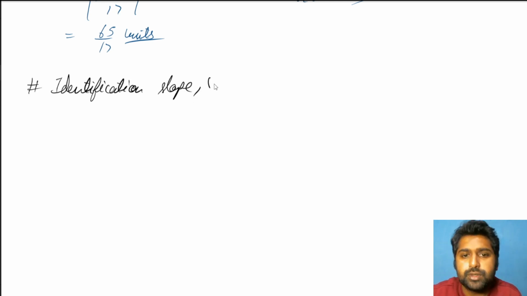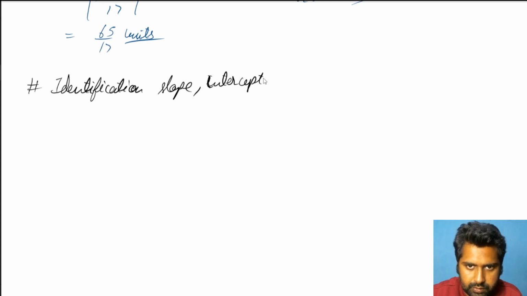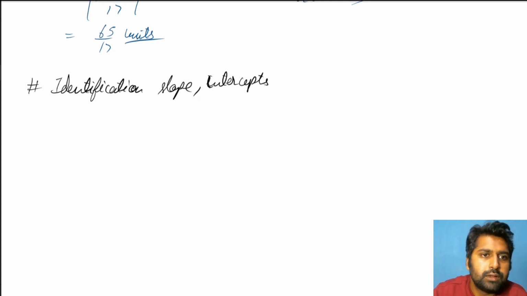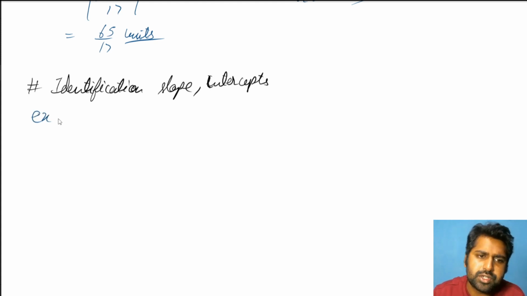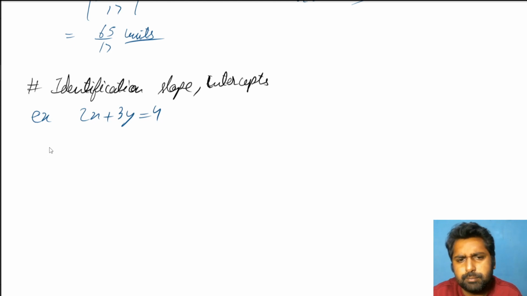And what else do you need? Intercepts. Slopes and intercepts, these are the things you should be able to identify. This is not a formula. First of all, I'll explain this with the help of an illustrative example. Let's say the equation is 2x plus 3y is equal to 4, and I ask you what's the slope.